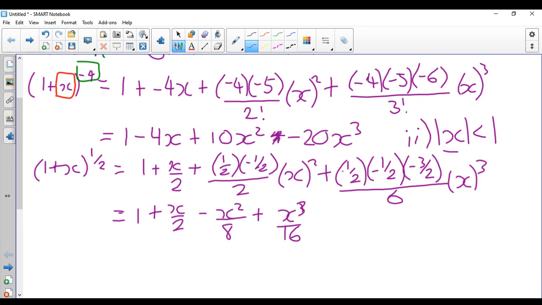Okay, so again, what is it valid for? Well, what did I put in where x is? I just put x, so it is valid for modulus of x is less than 1.